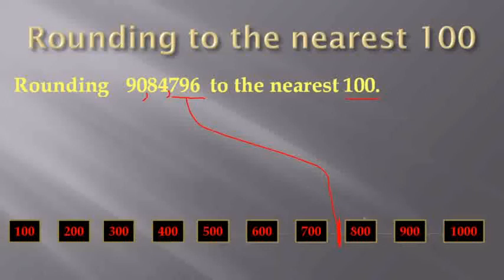Now whether to round up or to round down, we will check the digit written at tens place. Digit written at tens place is 9, and 9 is greater than 5. Okay, so we will round up this 796. We will convert this 796 to 800. So no change will be in 9084, only change in 796, the last three digits. Okay, so our answer will be 90 lakh 84,800. Okay class.